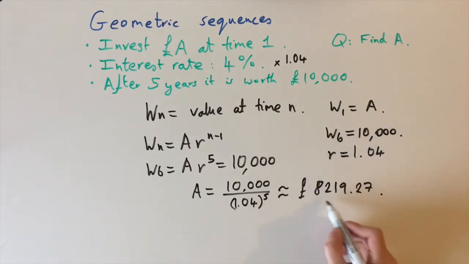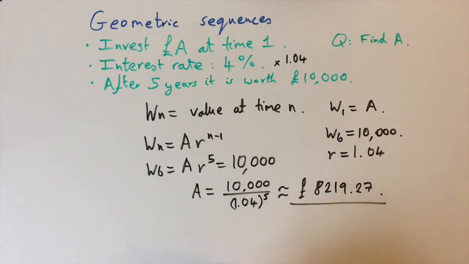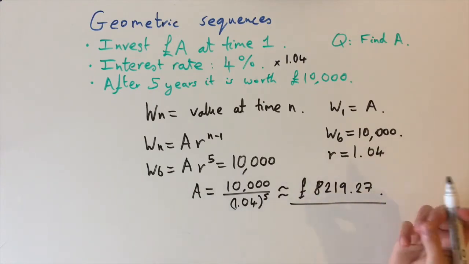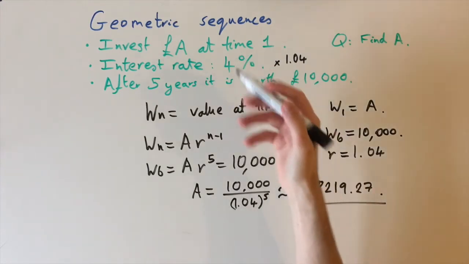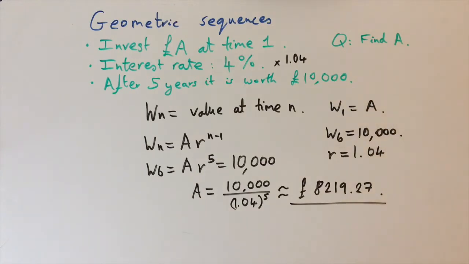So this is a really nice problem because all over the finance sector, a lot of compound interest models is just geometric sequence. So it's really important to understand them. So I've got one more question that we're going to look at. I'm just going to clear the board.